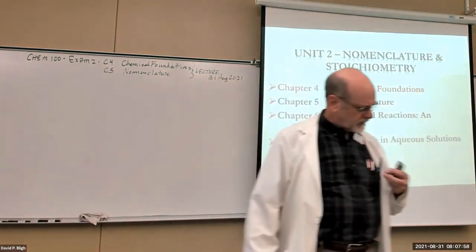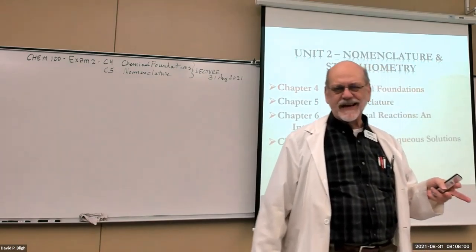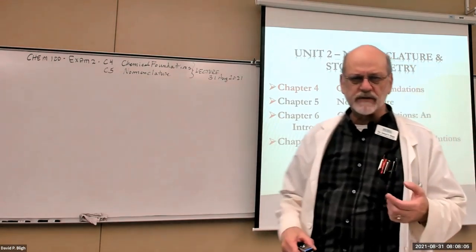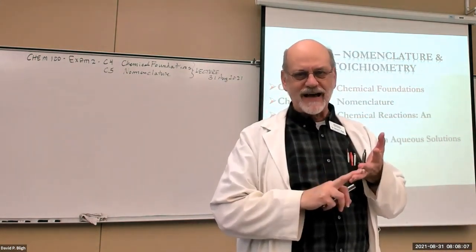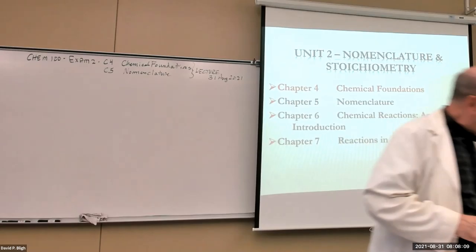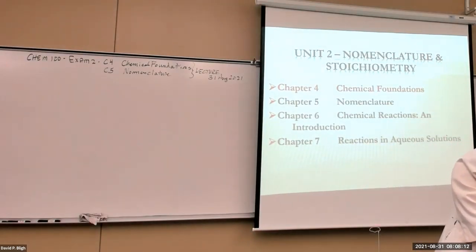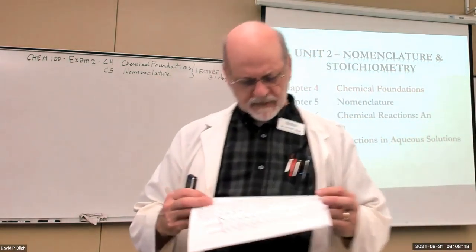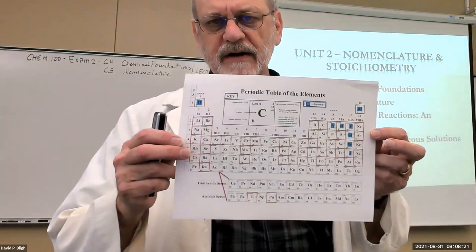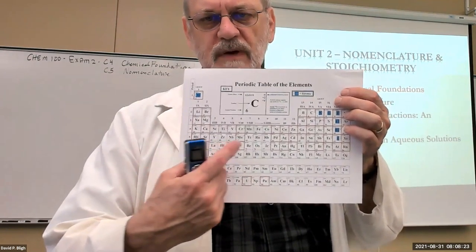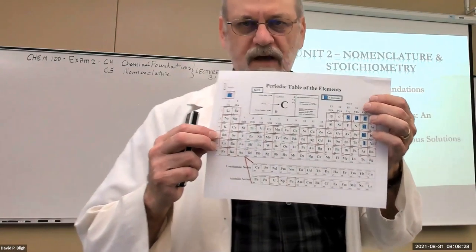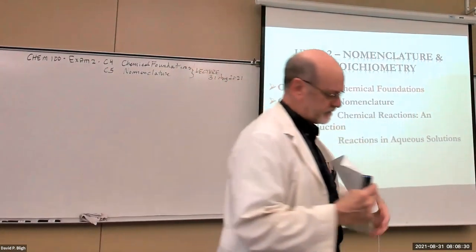I've got seven handouts today. In addition to the PowerPoints for chapter 4 and 5, you're going to have to go to Blackboard to get these, if you don't already have them. I've got this periodic table that's marked off. The ones I want you to memorize are in red boxes. Okay, so you need a copy of that.